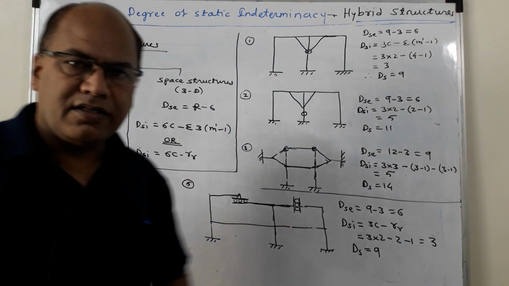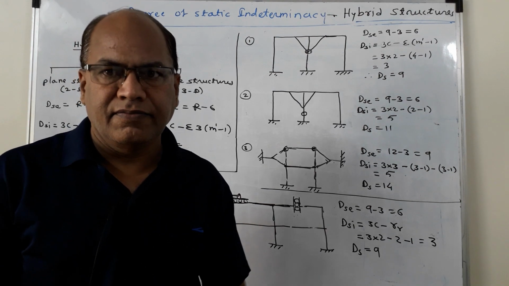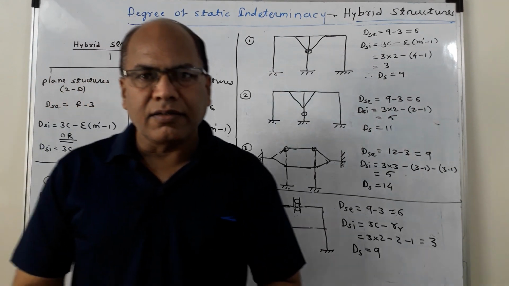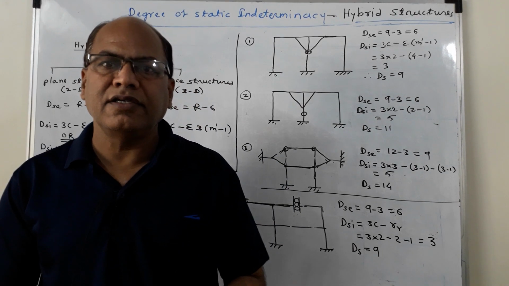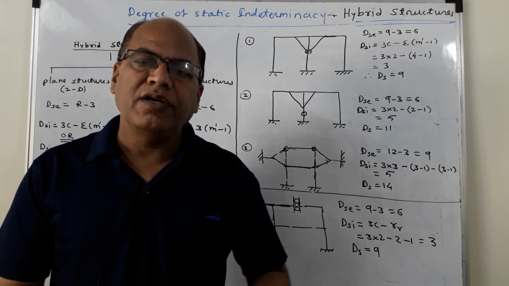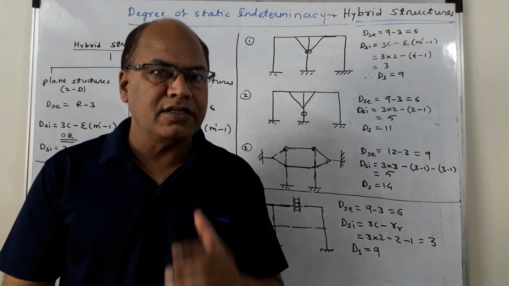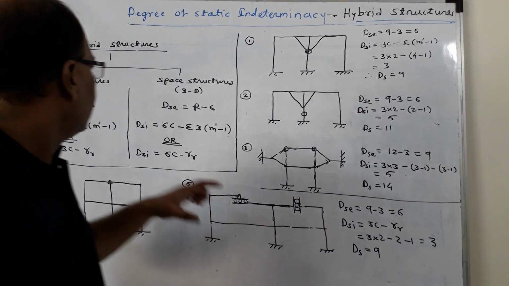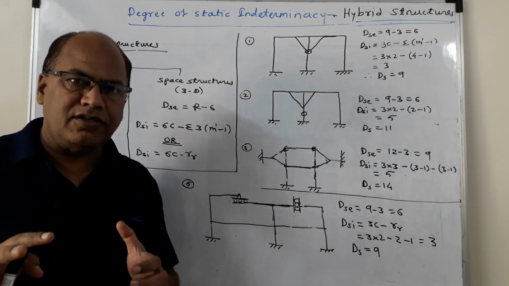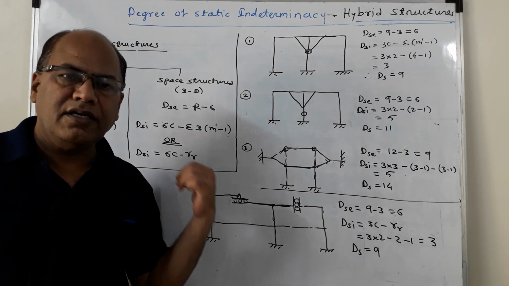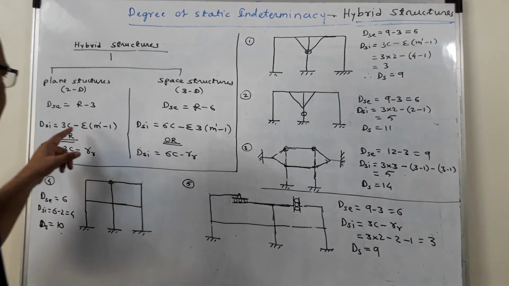Now the next question is how to get the degree of internal static indeterminacy. In order to get the internal static indeterminacy of hybrid structures in which some joints are hinged joints and remaining are rigid joints, in the first step we assume that all the joints are rigid joints. So if we assume all the joints as rigid joints, see what happens. Let us deal with the plane hybrid structures. When we assume that all the joints are rigid joints, we know how to get the degree of internal static indeterminacy in case of a rigid jointed plane structure, which is given as 3C.